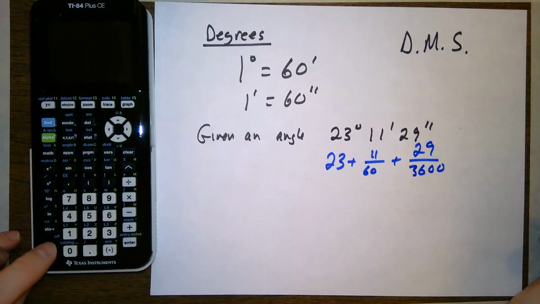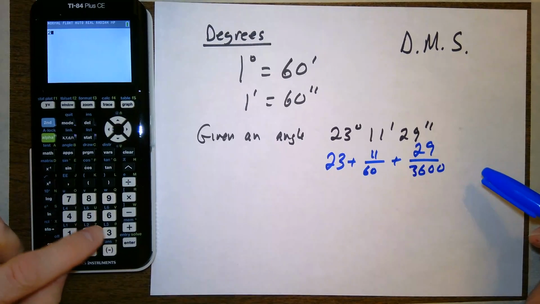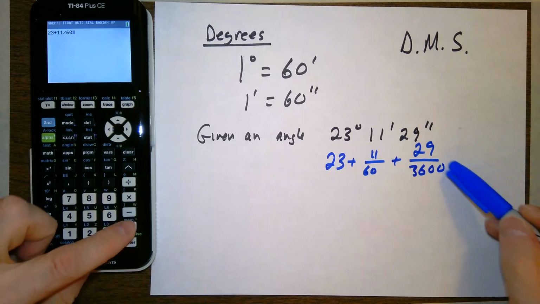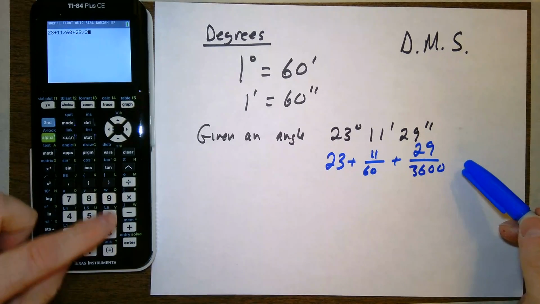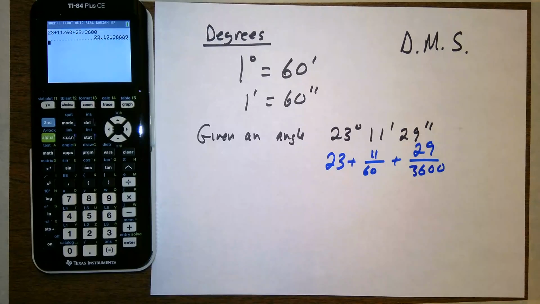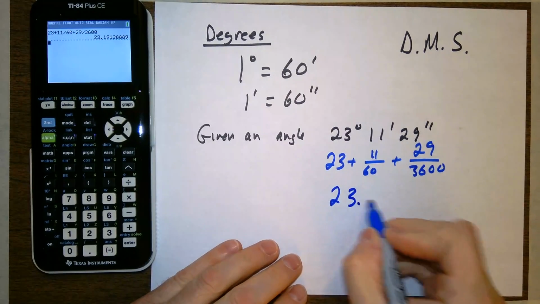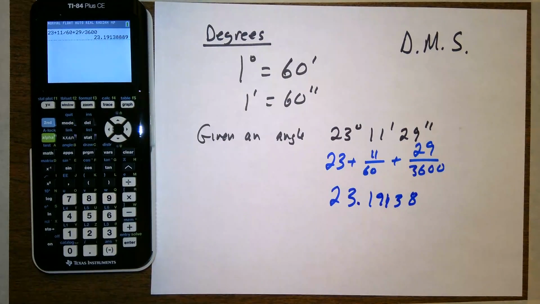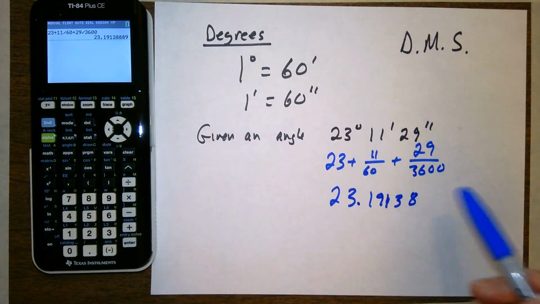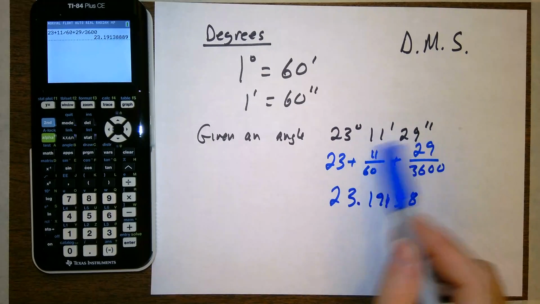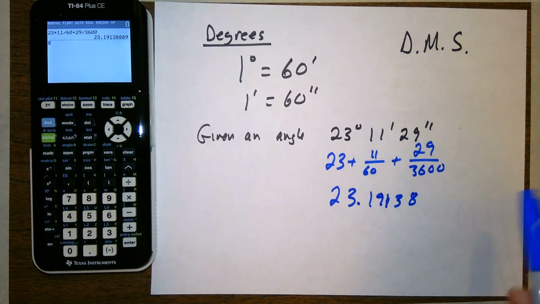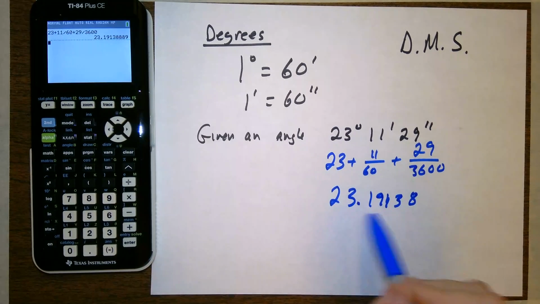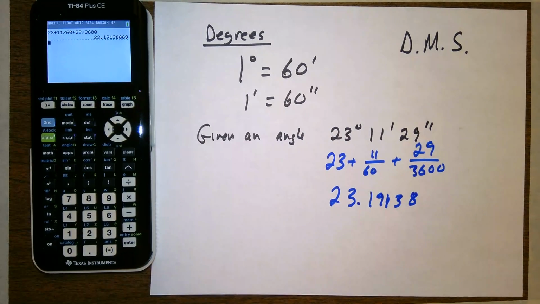So I can just do this computation on my calculator. All right, so here we go. I'm going to do 23 plus 11 sixtieths plus 29 3600ths. And this angle as a decimal would be 23.19138 approximately. So converting, don't use the DMS. You do have the DMS button, but we can convert a lot quicker and easier this way. It's a little bit more interesting if we try to convert going the other way. So now let's take a decimal number and convert it going the other way.